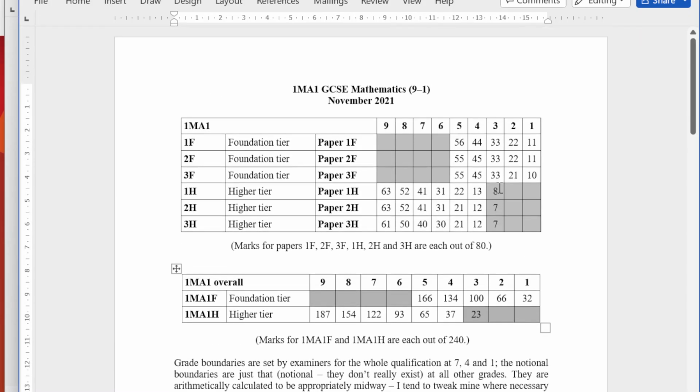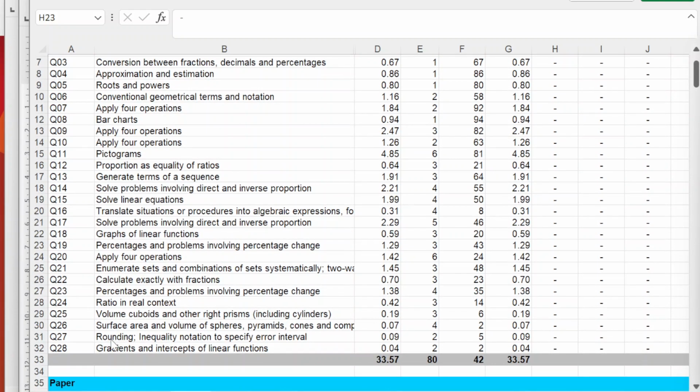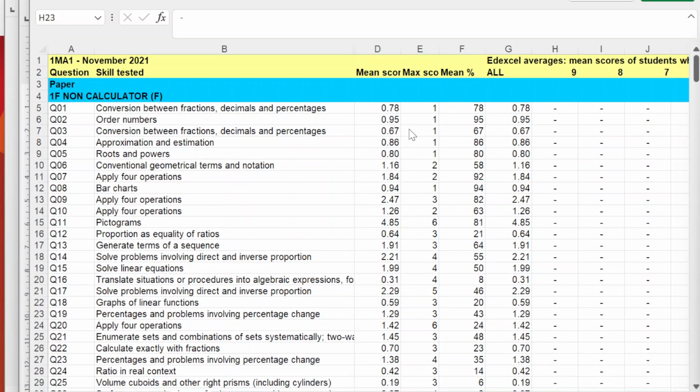And then the final thing that I wanted to show you before I sign it off is the skills map. Okay, so this is the skills map. So this is broken down each of the questions into its topic areas. So for example, you struggled the most on question 22, that was calculating exact with fractions, you know where to target your revision afterwards. This column here is quite interesting.